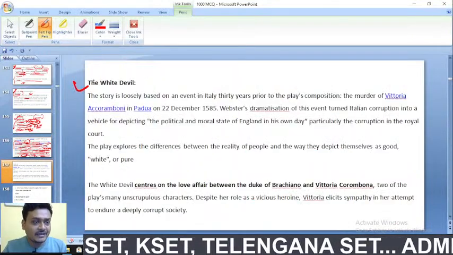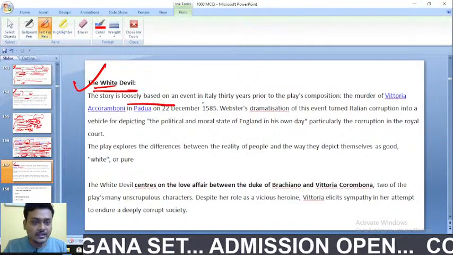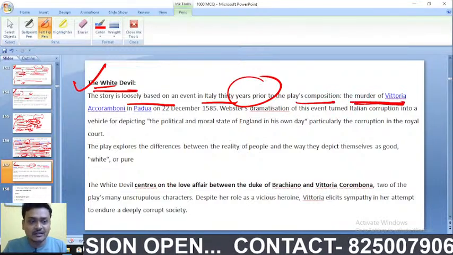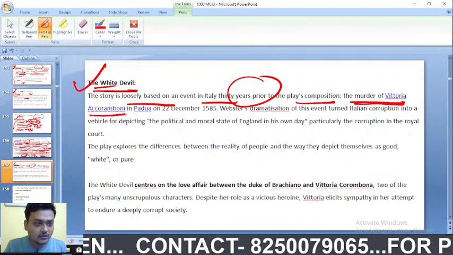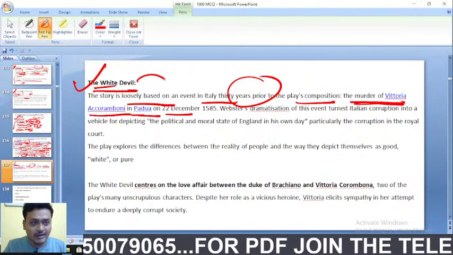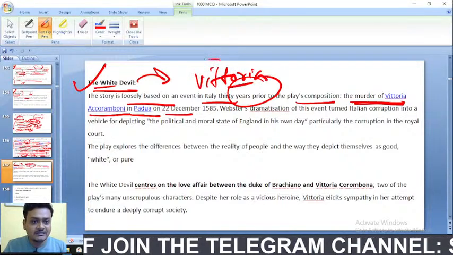Now here, the White Devil, I told you, the story is loosely based on an event in Italy 30 years prior to the play's composition. This is the murder of Vittoria Accoramboni in Padua on 22 December. So here the White Devil is the titular character Vittoria. Vittoria is the White Devil, the titular character.